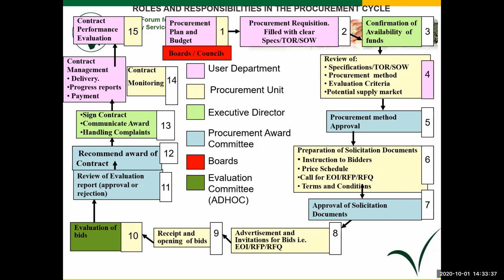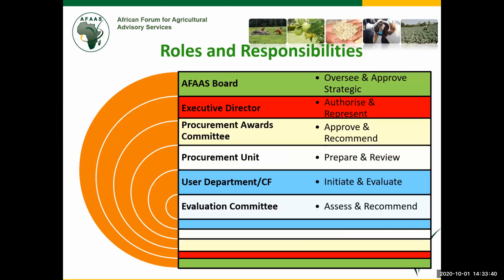So in details now, in summary, I want to show the key words that govern each area. You'll discover that the board in procurement, its role is only to oversee and approve the strategic documents, the way our manual was developed. The executive director is the one who authorizes and is the one who represents the organization on all procurement aspects. Procurement Award Committee is the approver, and in some situations, recommend award to the executive director.